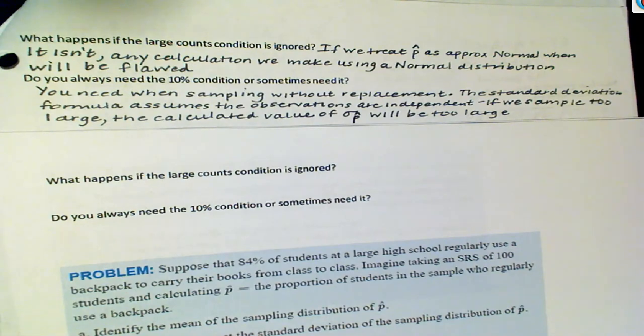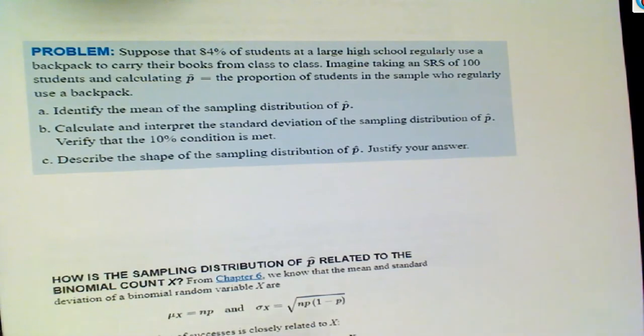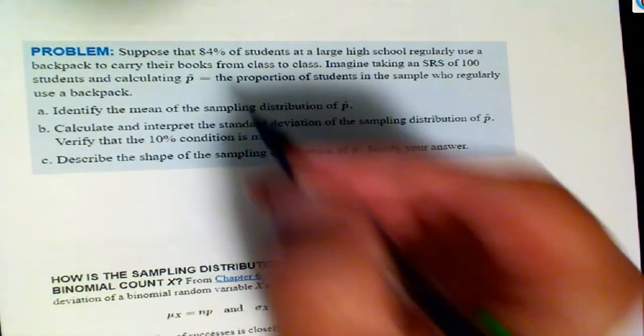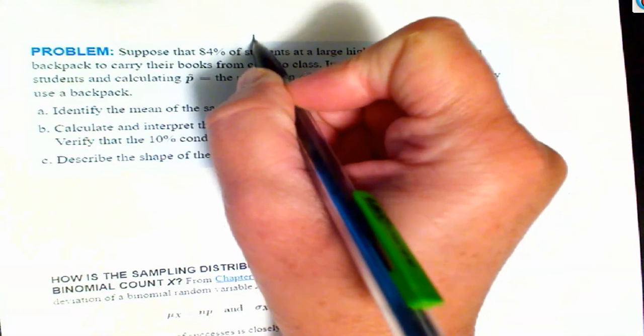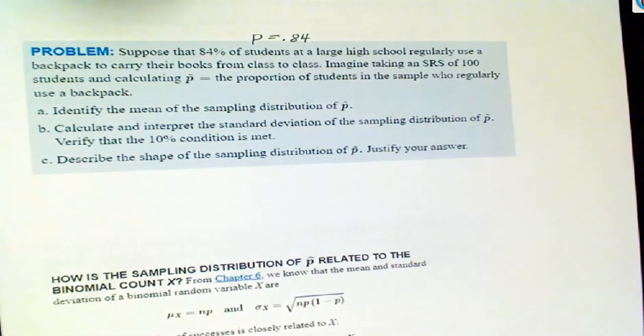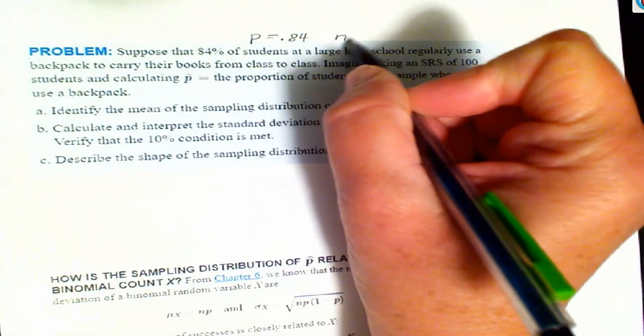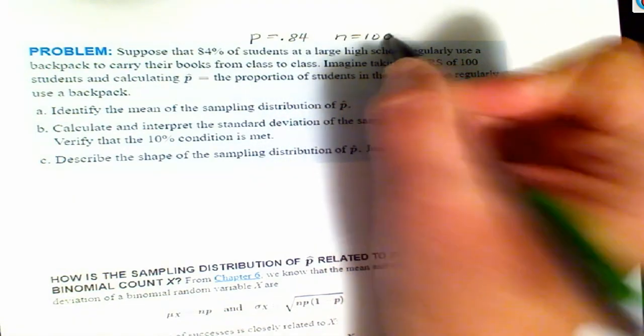Okay, what we're going to do now is go through a couple of problems. The first one says, suppose that 80% of the students at a large high school regularly use a backpack to carry their books from class to class. So that's actually our P. I'm going to write down that P is equal to 0.84. That's our true proportion. Imagine taking a simple random sample of 100 students and calculating p hat, the proportion of students in the sample who regularly use a backpack. So the 100 is our n equals 100, our sample size.